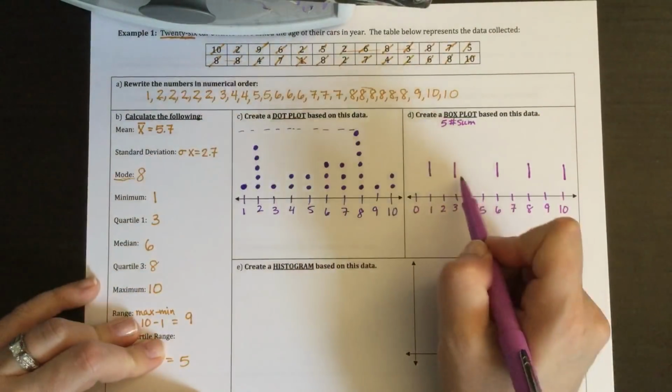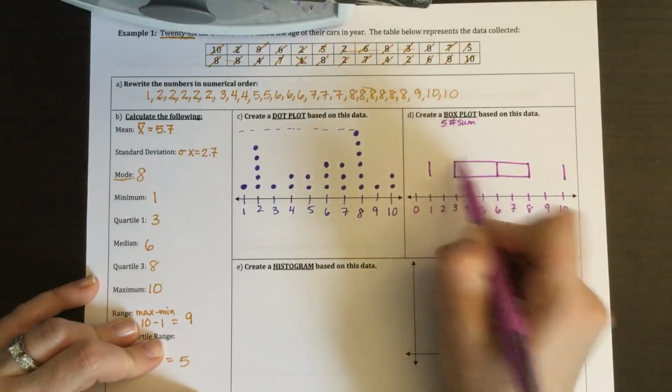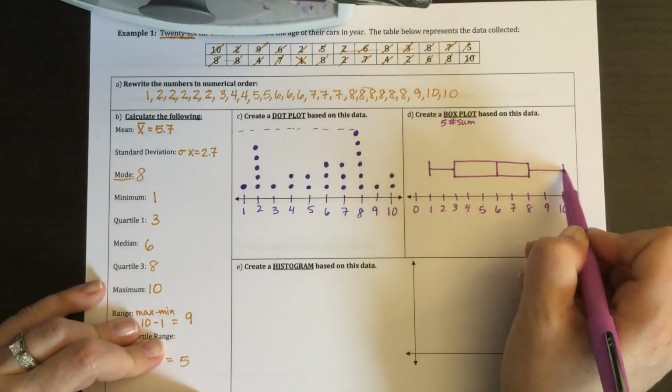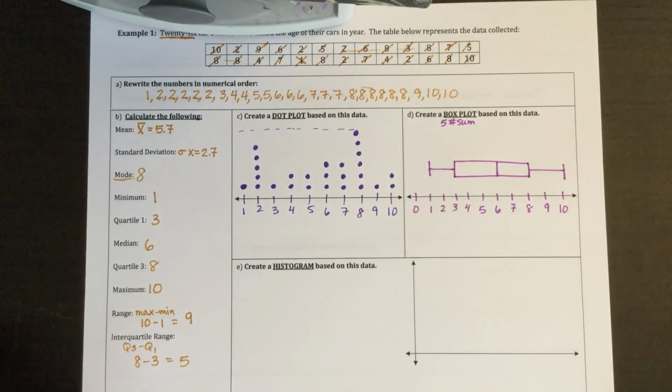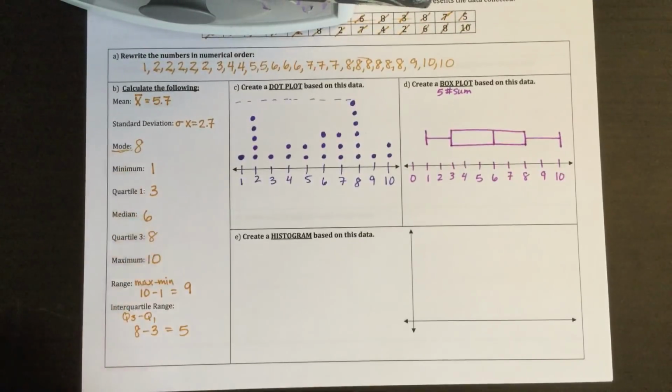Okay. Now what I'm going to do is box in the middle 3, and then add my whiskers to the outside ones. All right. Okay, and now let's create a histogram.